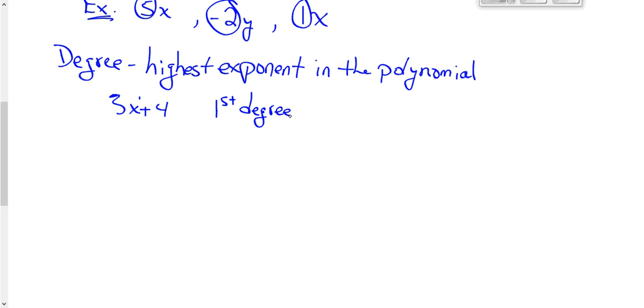Now, we know these by another term, don't we? Yeah, we do. Linear. Linear, right? Exponent of 1. Try this one. What's the highest exponent in this polynomial? 2. So this would be a second degree polynomial.